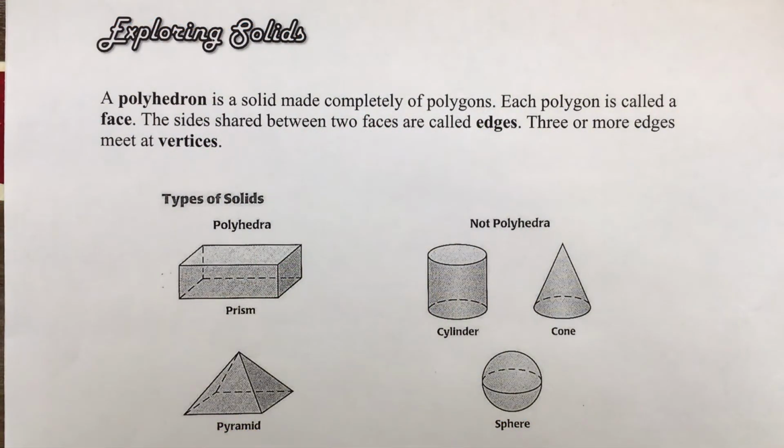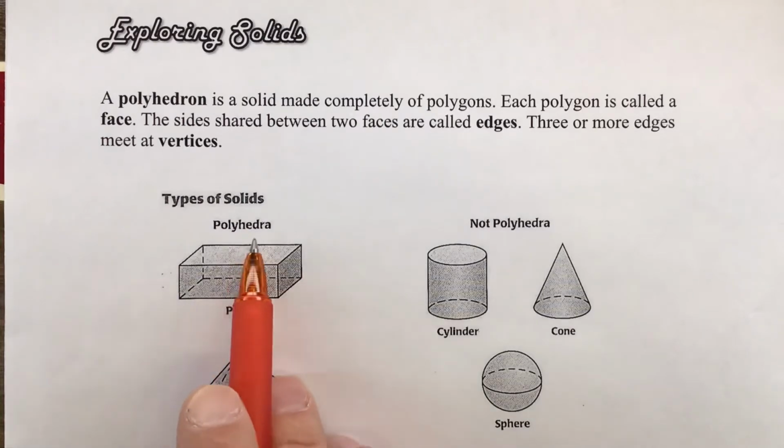In this unit, we're going to be looking at all things three-dimensional. Exploring solids. A polyhedron is a solid made completely of polygons. Each polygon is called a face. The sides shared between two faces are called edges, and three or more edges meet at vertices. Technically, the plural form for polyhedron is polyhedra.